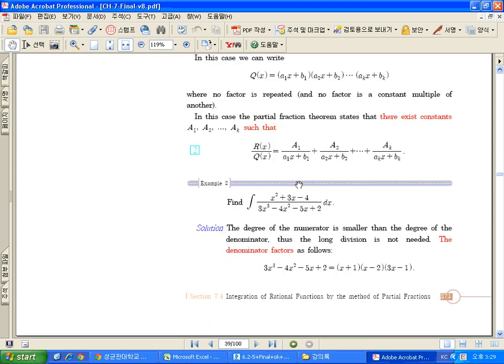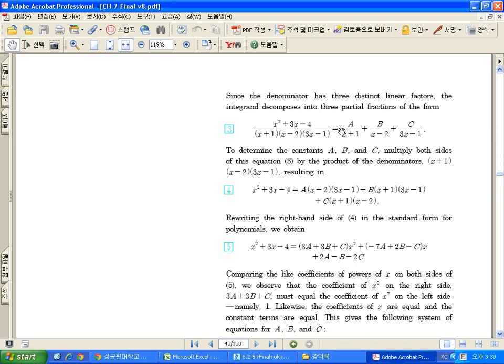For example, if we have these rational functions, then we can factor the numerator. Here the denominator can be factored as x plus 1 times x minus 2 times 3x minus 1, like this. And there is no repeated factor here. So these methods can be adopted here.